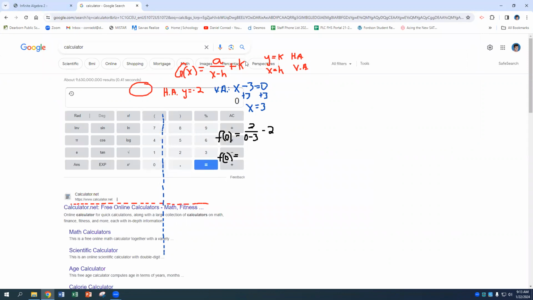Okay, so I know that 0 minus 3 is -3, and then minus 2. So I'm going to do 2 divided by -3, and then minus 2. That's going to give me about -2.7. So f of 0 is approximately -2.7. I don't need to be exact.